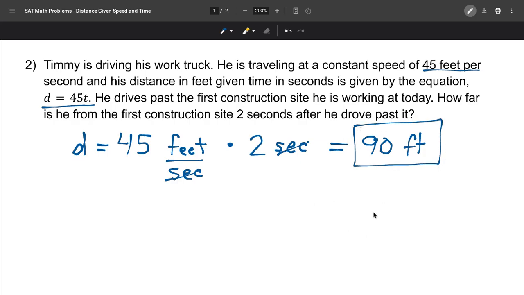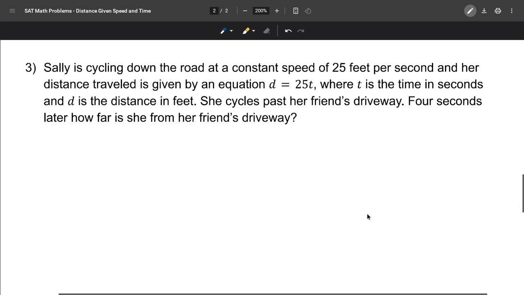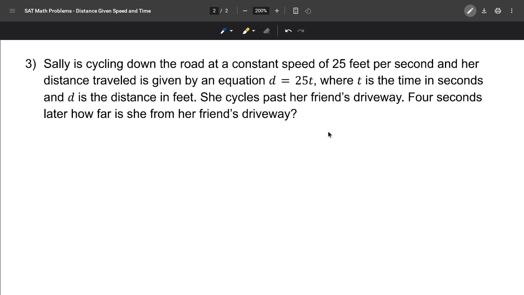There we go. Hopefully you're getting the hang of this. Maybe you want to pause the video before problem 3 right here and try it yourselves and then see if your solution matches mine. Okay, you back with me? All right. So Sally is cycling down the road at a constant speed of 25 feet per second, and her distance traveled is given by the equation d equals 25t, where t is the time in seconds and d is the distance in feet. She cycles past her friend's driveway. 4 seconds later, how far is she from her friend's driveway?